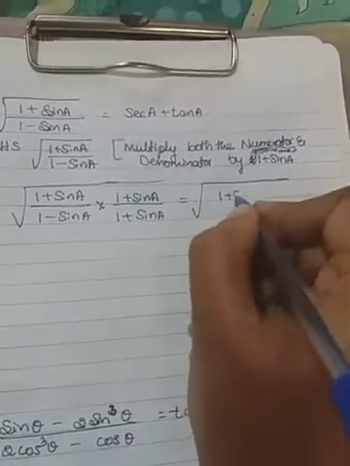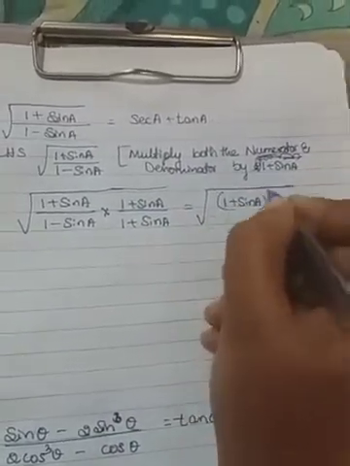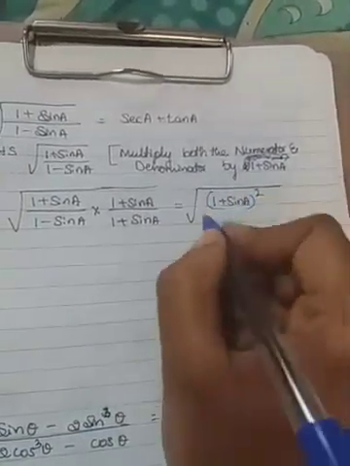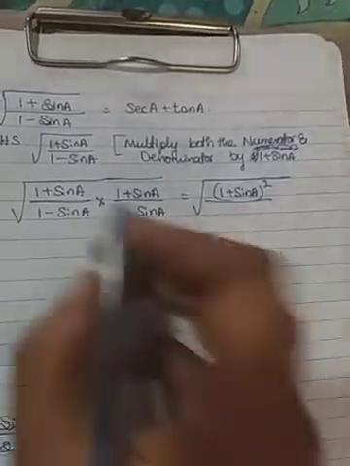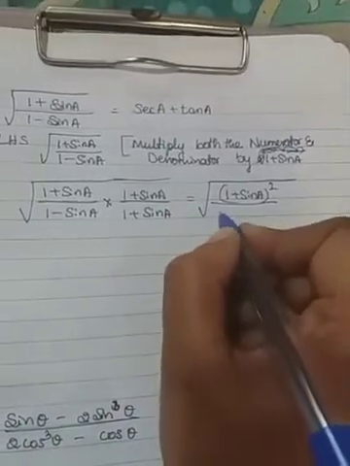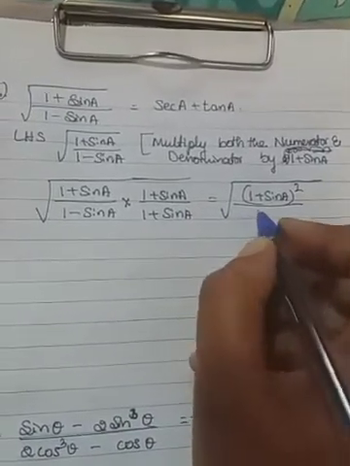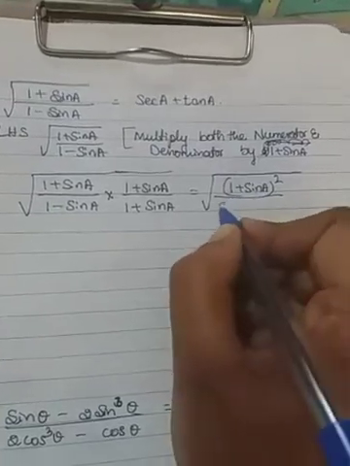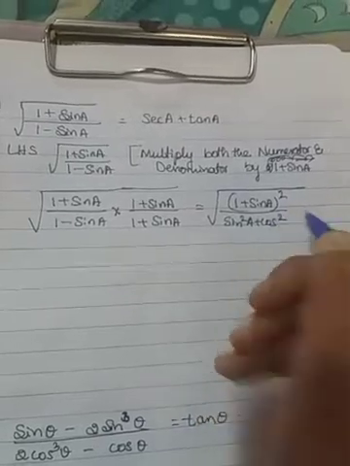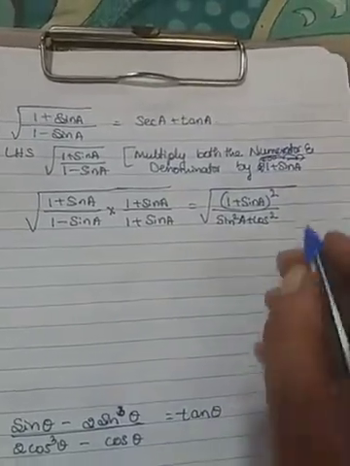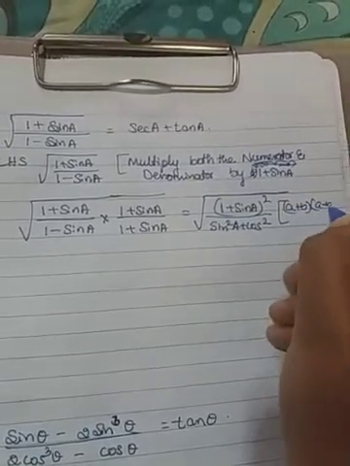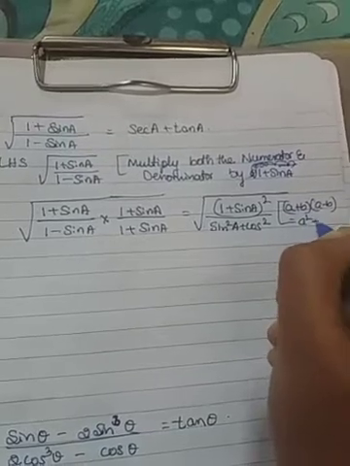We can write this as 1 plus sin a whole square, because 2 square in the sense 2 twos are 4, we wrote, no. In the same way, 1 plus sin a into 1 plus sin a is 1 plus sin a whole square. So a plus b, it is in the form of a plus b into a minus b. We can write this as sin square a plus cos square a. Why? I told you already, because a plus b into a minus b equals a square plus b square.